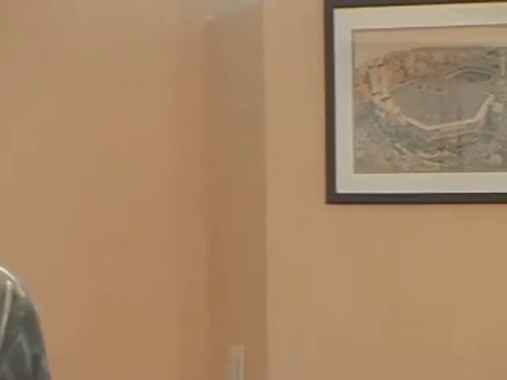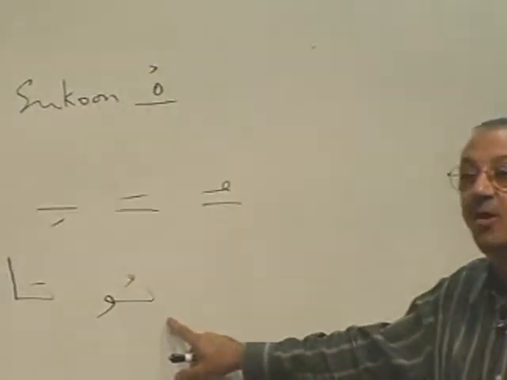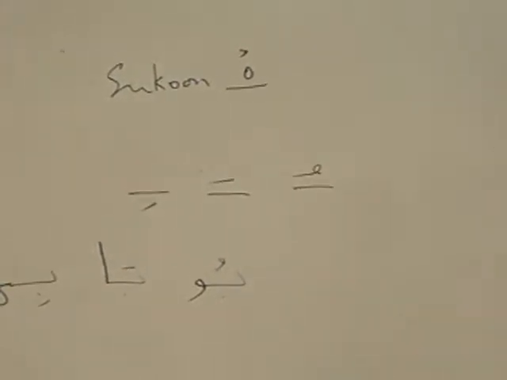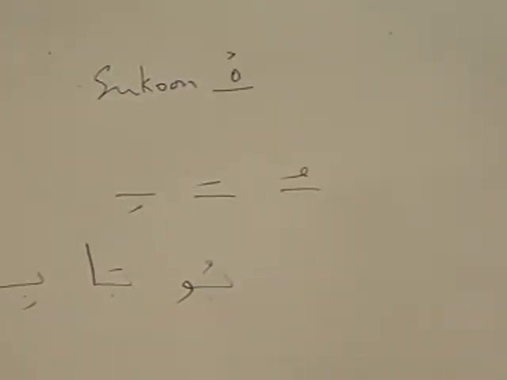Okay. Now, Sukoon is not a vowel sign. What is Sukoon then? Sukoon tells me that there is no vowel sign on the Arabic letter. Are you with me, brother? Okay. Where is the vowel sign here? On ba. What is on it? It is Sukoon. Why? There is no vowel sign.